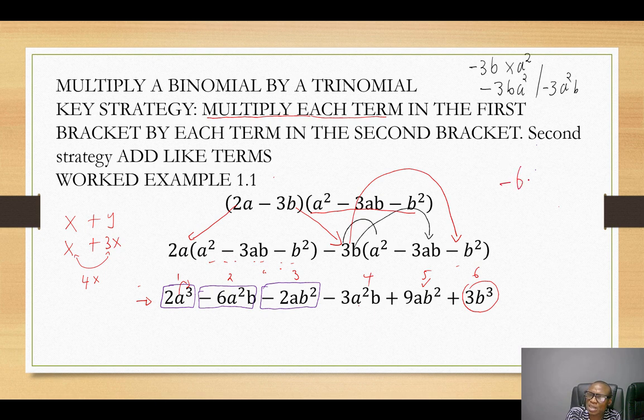Minus 6a squared b minus 3a squared b is going to be minus 9. I've realized that when we deal with algebra, our students still struggle with simple maths such as minus 6 minus 3. What is minus 6 minus 3? How do we reach minus 9 actually? Minus 6 minus 3. Why do we say it's minus 9?